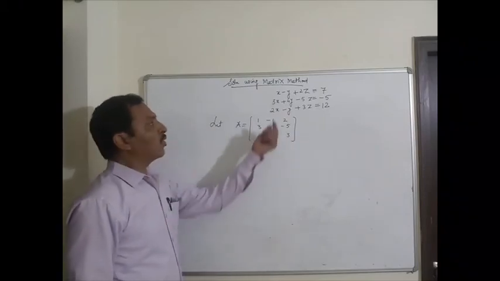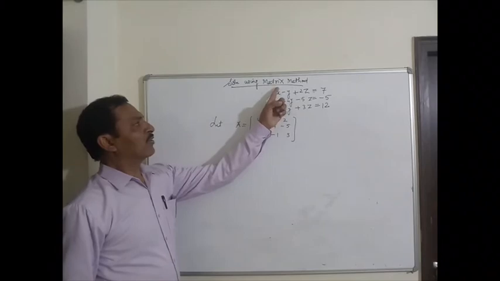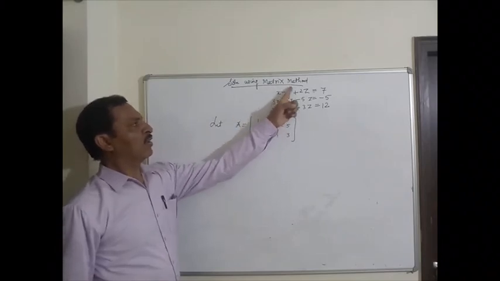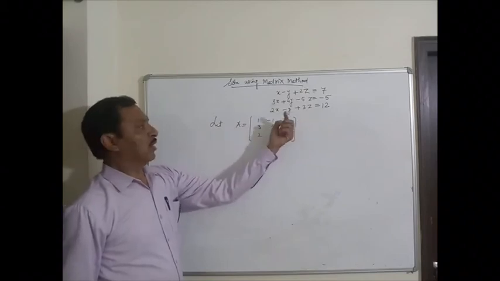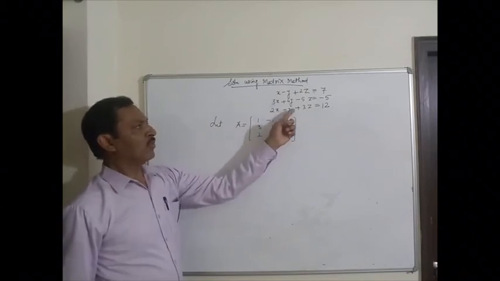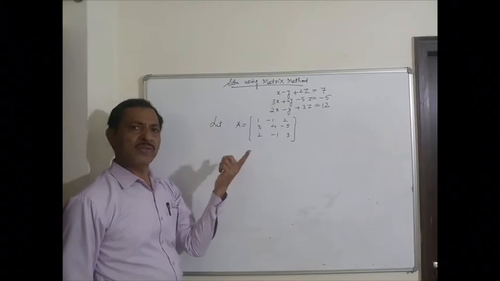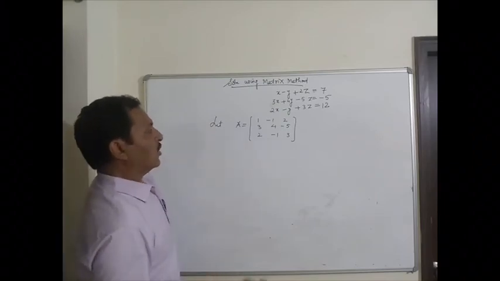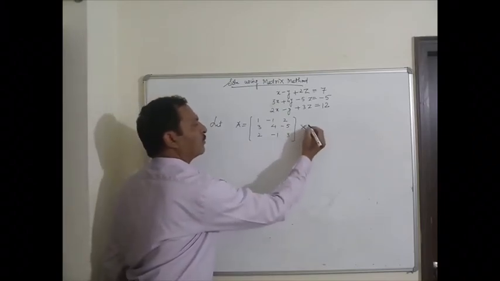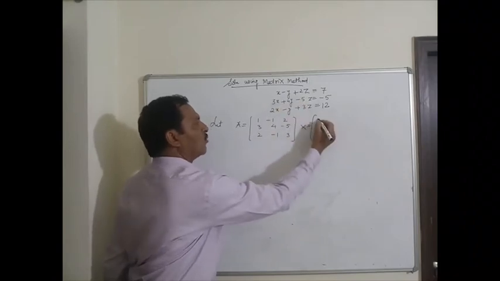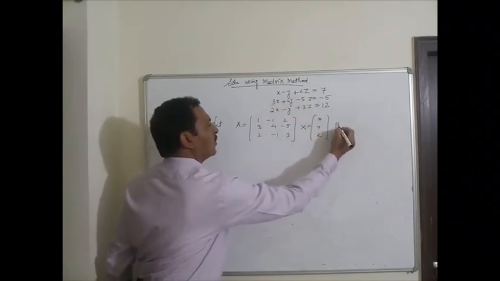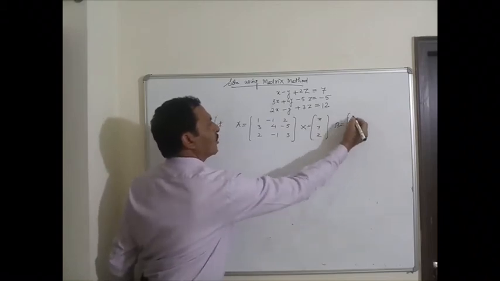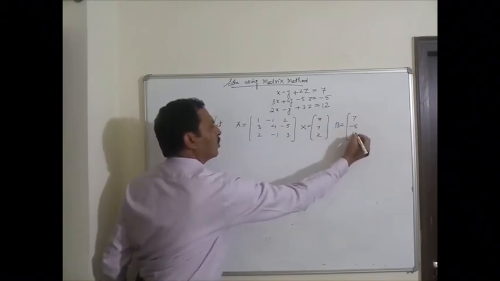But please ensure that the variable x should come at the first place, y should be below x, and z should be below y. In case some variable is missing, then the coefficient of that variable we can use as 0. Next is your variable matrix. The 3 variables involved are x, y, z. And then we have the constant matrix, that is 7, -5 and 12.